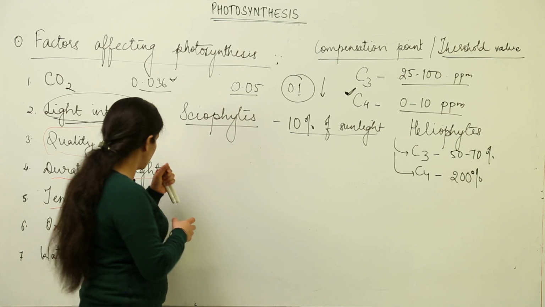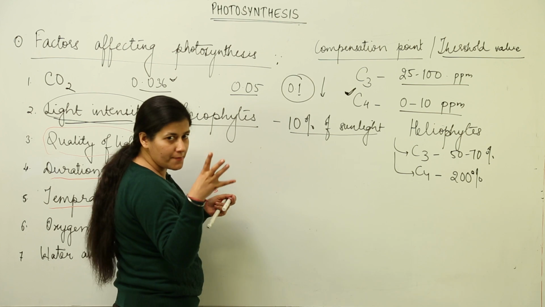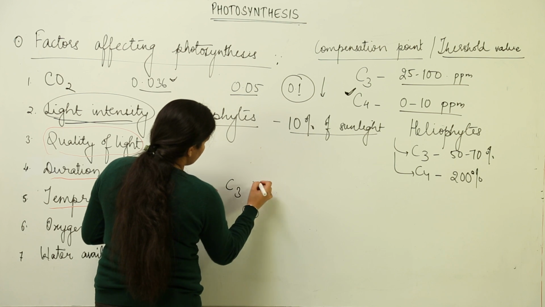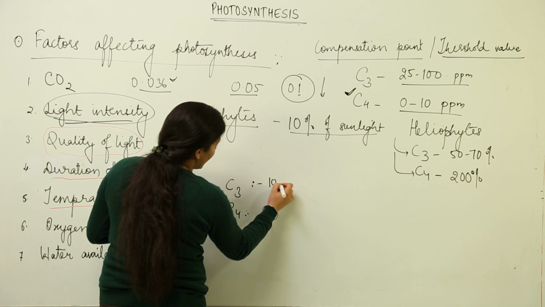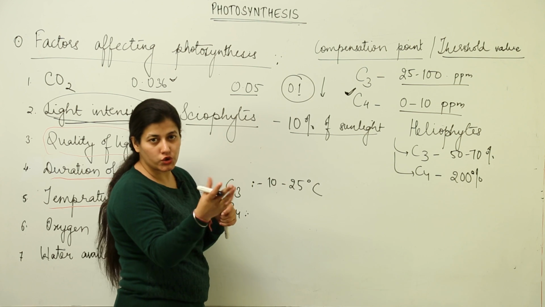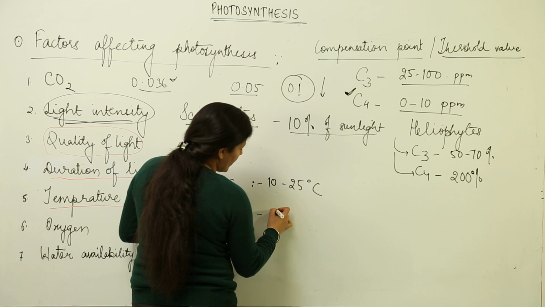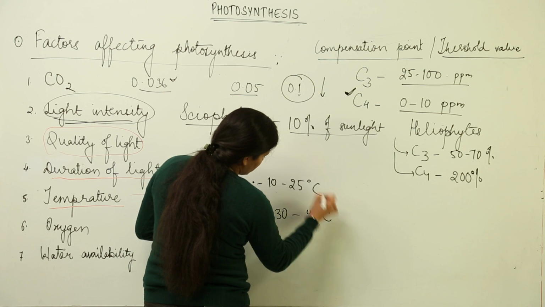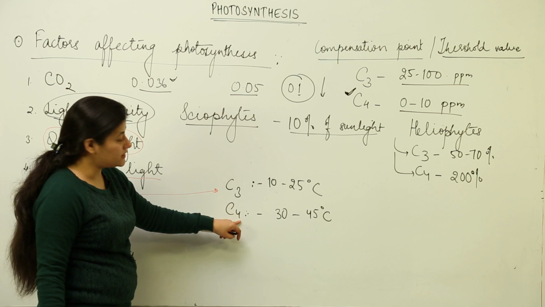Okay, now for this also, in the case of temperature, pay attention, we have different temperature ranges of optimum photosynthetic rate for both C3 and C4 plants. While in the case of C3 plants, you have 10 to 25 degrees Celsius as the temperature optimum, where the plant shows the maximum rate of photosynthesis. The C4 plants, they go way beyond, and the temperature optimum could reach between 30 to 45 degrees Celsius. These are the temperature ranges of C3 and C4 plants.